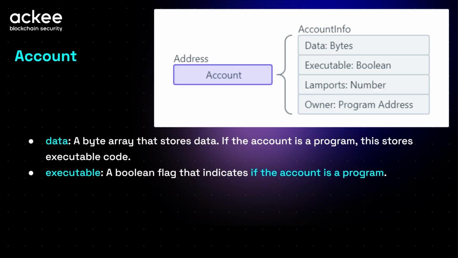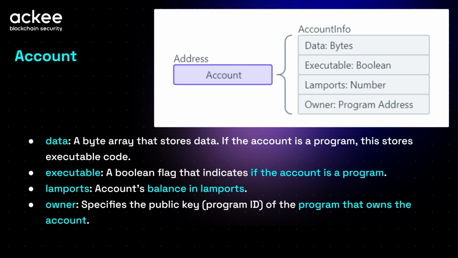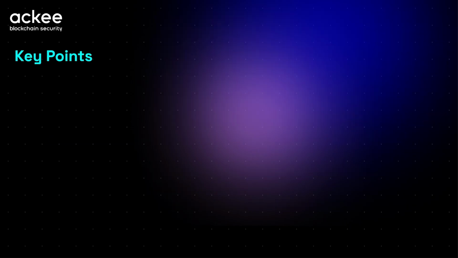Then you have the executable flag, which is just a boolean to indicate if the account is a program or not. Next, you have the lamports field, which tells you how many lamports the account has. And then the owner. Owner specifies the public key or program ID of the program that owns the account. In the next slide, this is going to be important information, so we can just go to it.